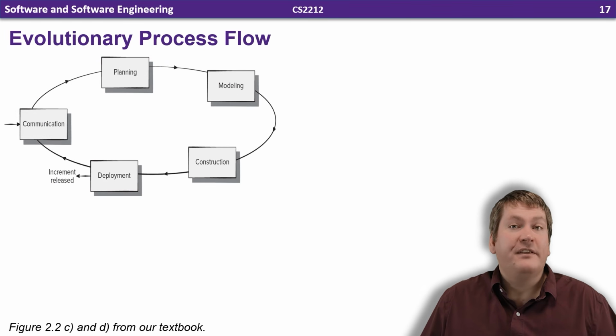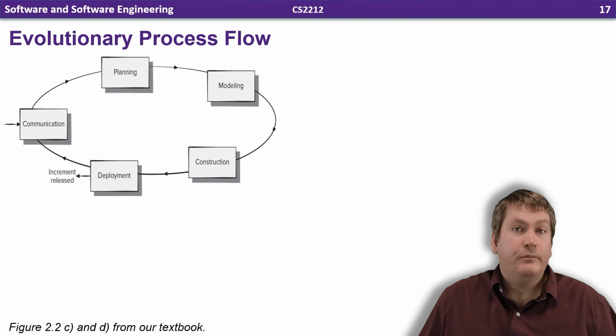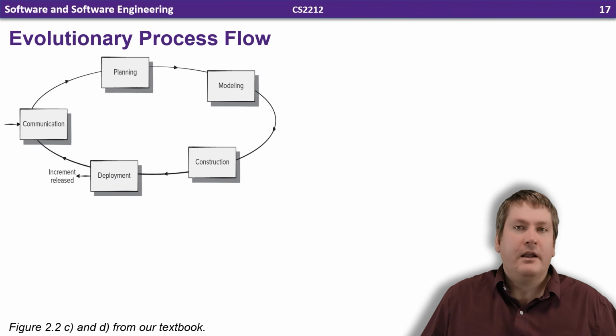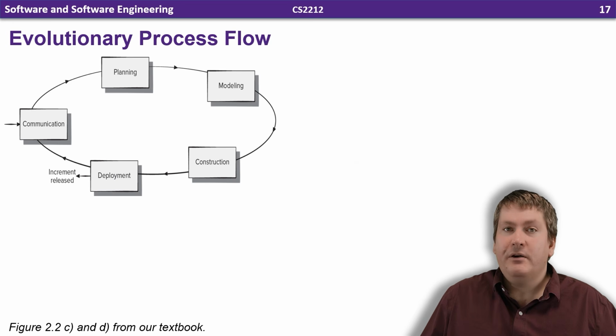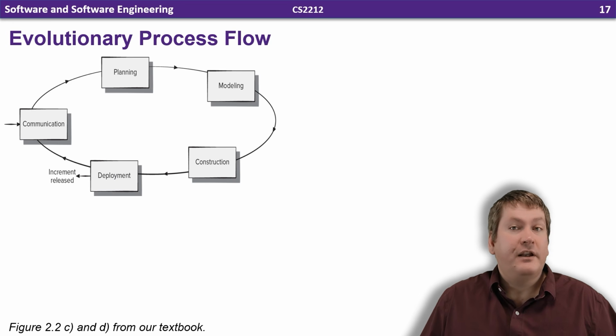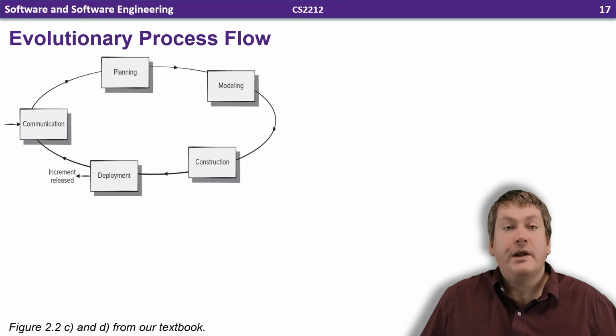Another common flow is the evolutionary process flow, which is frequently used in agile processes, and that's something we're going to be talking about in future videos. Here the activities are completed in a circular manner, where a prototype or software increment is created each time the circuit is completed. This leads to a more completed version of the software being created each time.